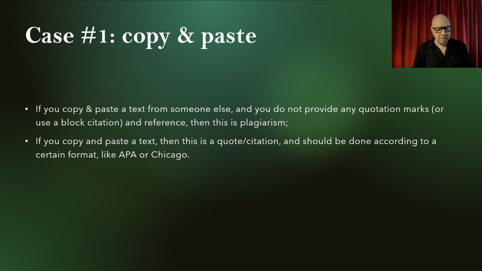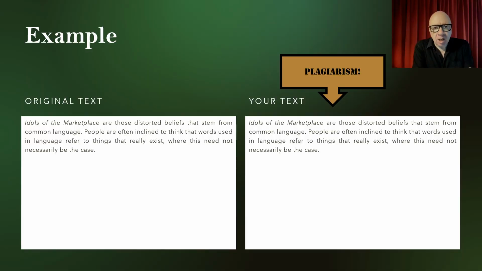So if you copy and paste a text, then this is a quote, it's a citation, and you should do that according to a certain format, like APA or Chicago style referencing. So in this clip, I'll use examples of APA style quoting and referencing. Okay, so let's take a look at one of these typical examples.